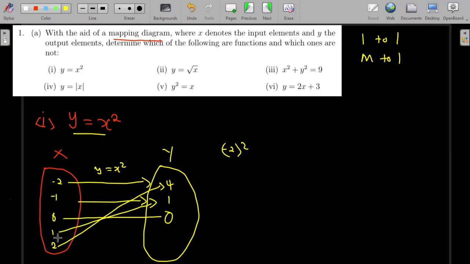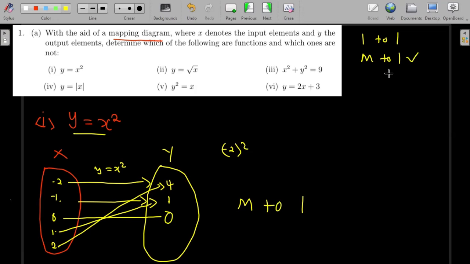So here we see that this relation is actually a many to many. A many to one, I mean, because I have these two, the -1 and the 1, mapping to 1. So that is many to 1. I have the -2 and the +2 mapping to 4. So that's also many to 1. So many to 1 was considered as a function here.